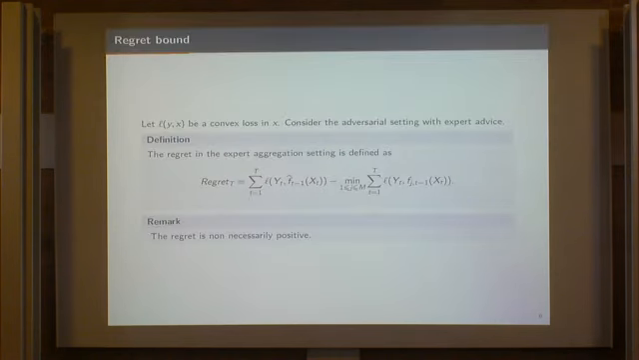So again, I recall what Pierre said before. The regret usually is the following thing: you look at the cumulative loss of your aggregation, and then you compete with the best possible expert. As a remark, the regret is not necessarily positive, and Pierre shows that you have nice theoretical guarantees for that regret in the adversarial setting.